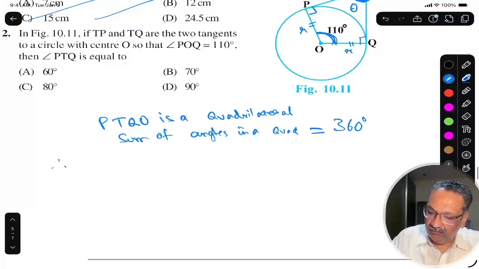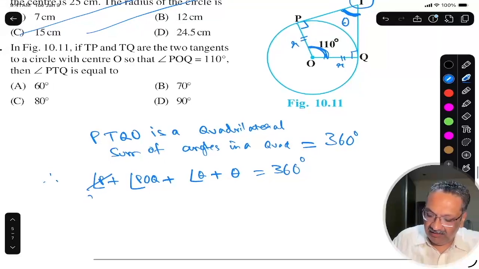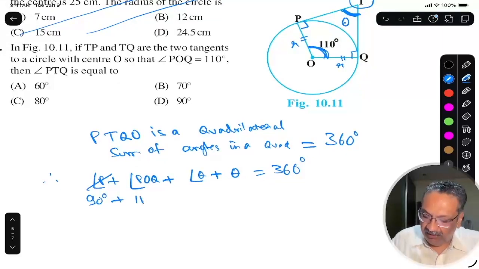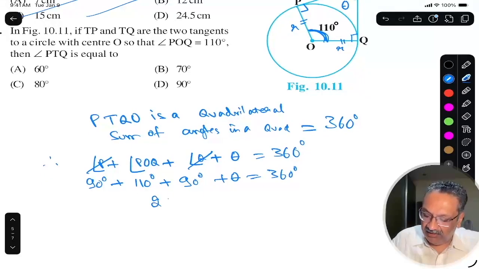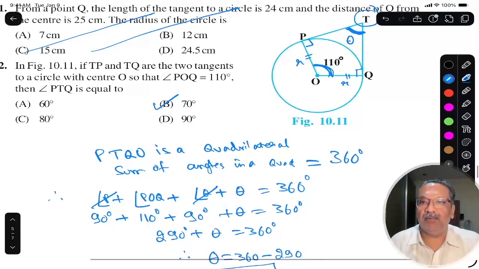Correct? So therefore we have angle P plus angle POQ plus angle Q plus theta is equal to 360 degrees. This is 90 degrees. POQ is given to be 110 degrees. Angle Q is 90 degrees, plus theta is equal to 360 degrees. So 290 degrees plus theta is equal to 360 degrees. Therefore angle theta is equal to 360 minus 290, which is 70 degrees. So we've got 70 degrees. Answer is B, which is 70 degrees. Alright.